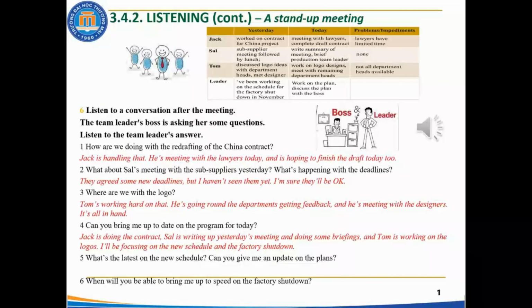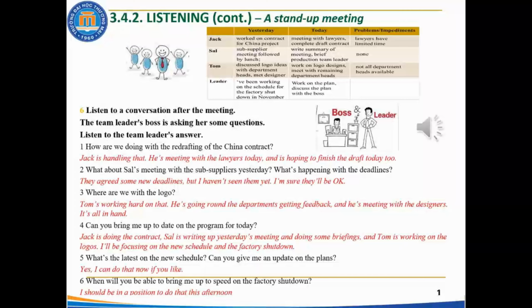Right, and for number 5, the answer is yes. So the boss asks whether or not the leader can give an update on the plans, and she answered yes, she can do that if the boss likes. And the last question, the leader said that she should be in a position to do that this afternoon. Alright.